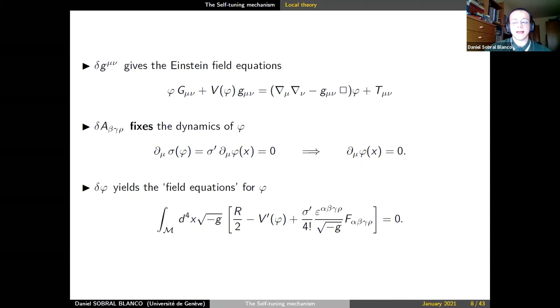In addition to that, we also have to perform a variation with respect to phi, obtaining what usually should be the field equation for phi. But since the dynamics of this field are fixed here, this is essentially an additional constraint, analogous to the one that I showed you in the global model. But in this case, it takes this form, where the primes denote derivative with respect to phi. And we have this additional sector here, which comes from the three-form sector.